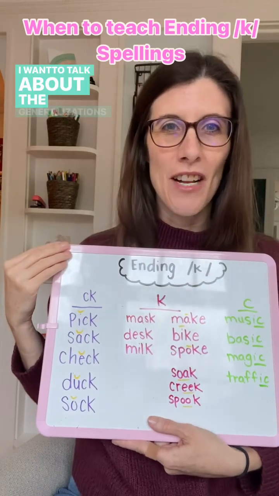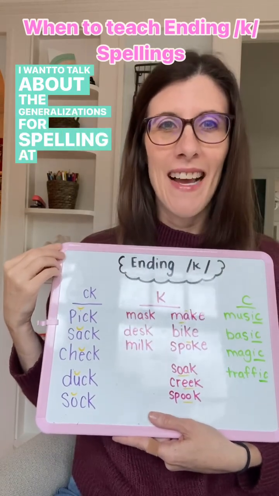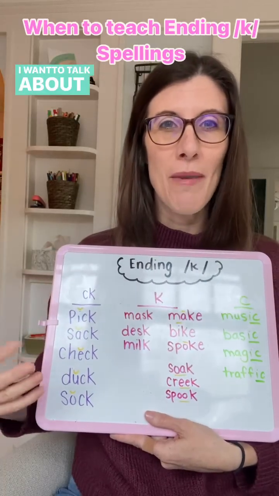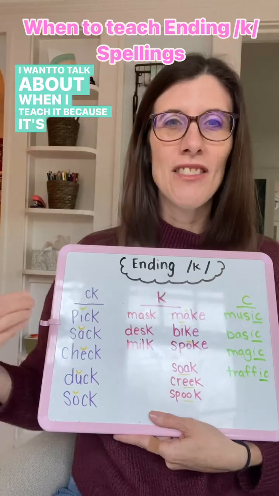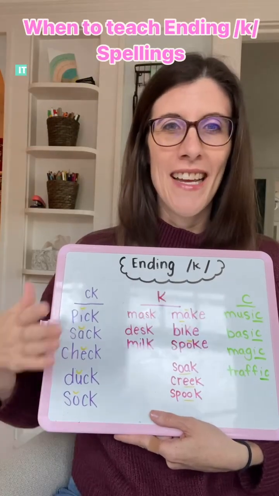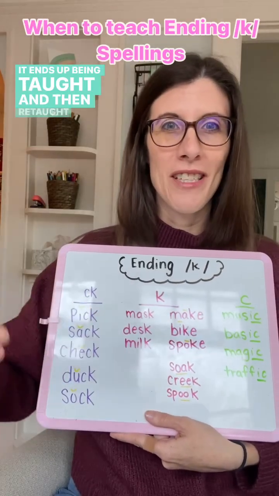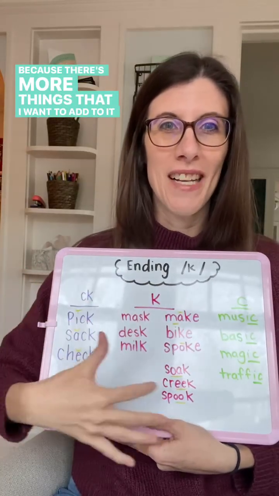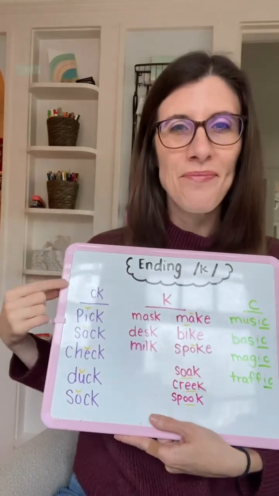I want to talk about the generalizations for spelling k at the end of a word. I don't just want to talk about the rule itself. I want to talk about when I teach it, because it's not just one lesson that I teach. It ends up being taught and then retaught and then retaught, because there's more things that I want to add to it as I go. So you'll see what I mean.